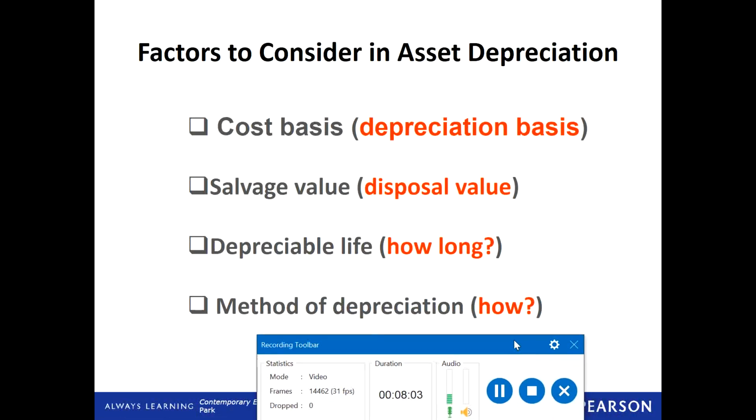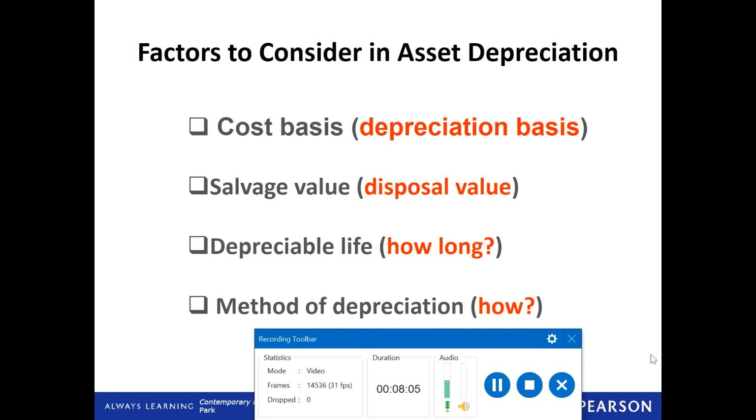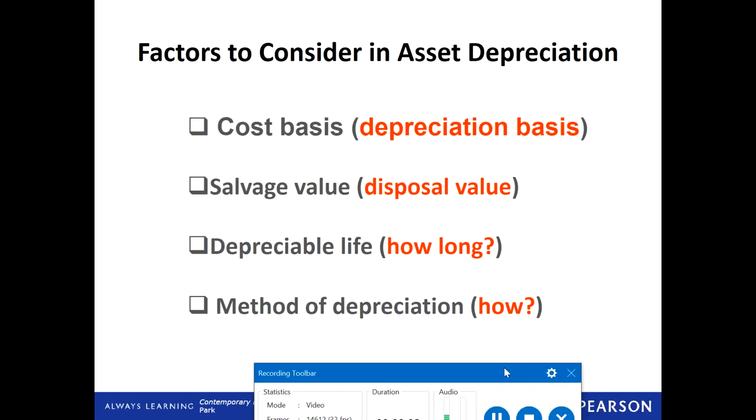Then the method of depreciation which we are going to use, right? And we have different methods of depreciation. We'll see it later on. So to summarize, for depreciation you need to know what are the total costs, or we call it cost basis, which we need to calculate depreciation, salvage value, value of the equipment at the end, life of that asset, and the method of depreciation. These are the factors which you need in order to calculate any asset depreciation, right?